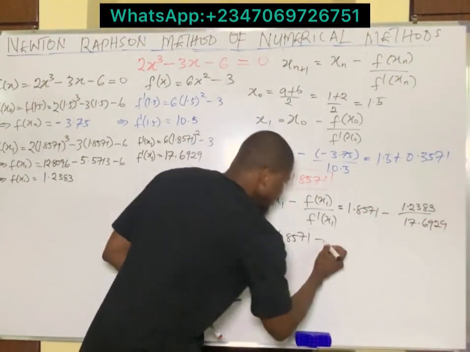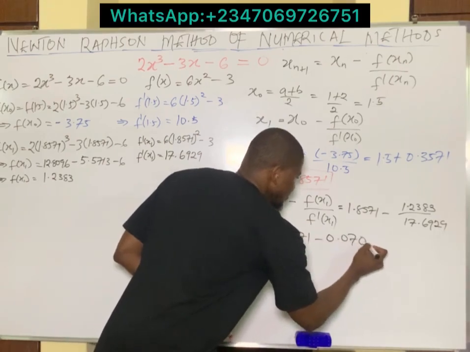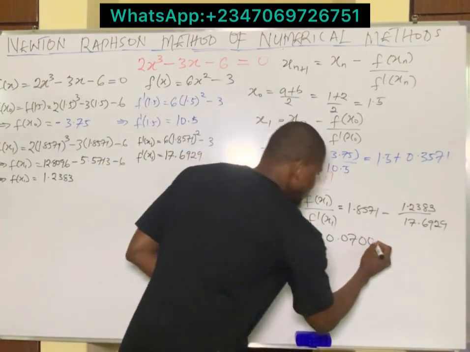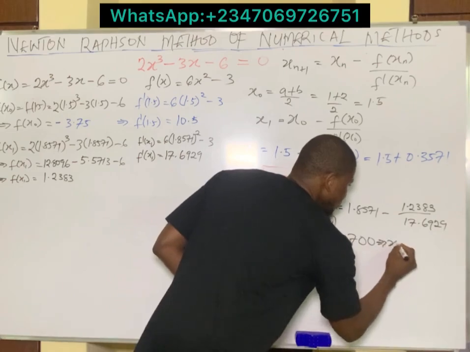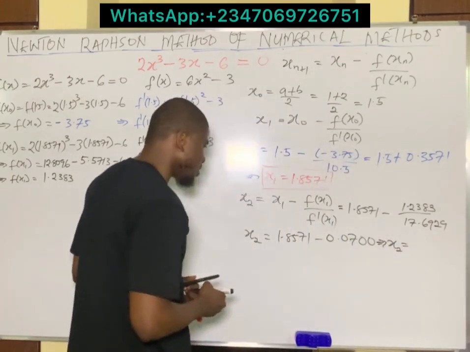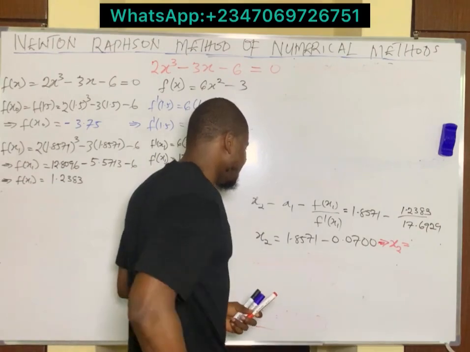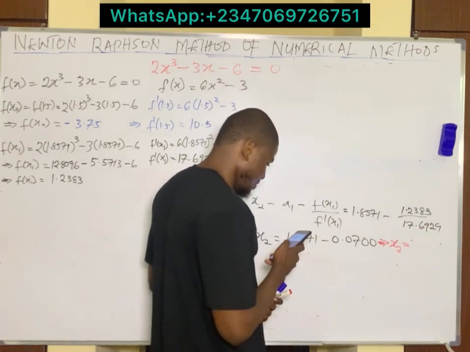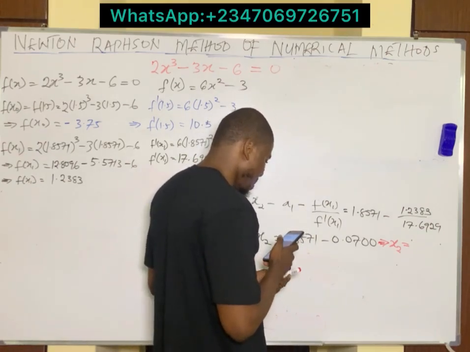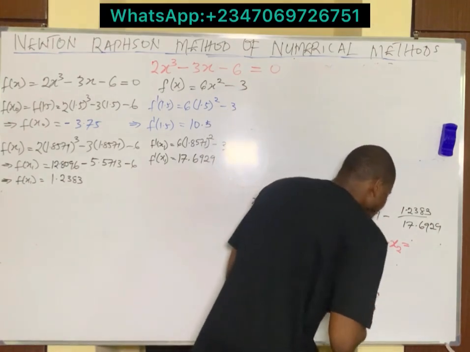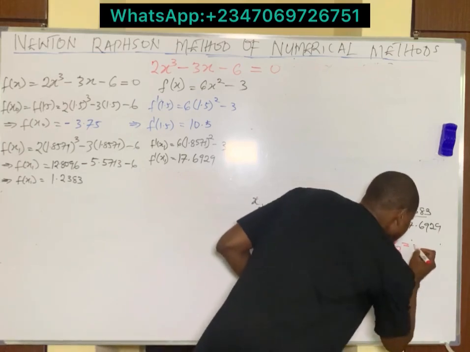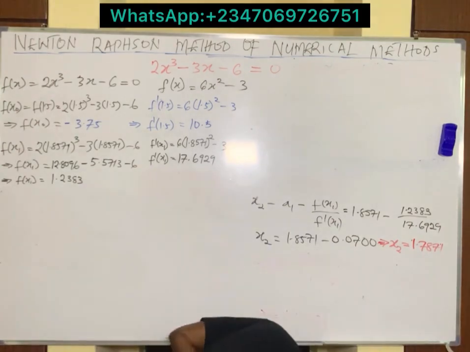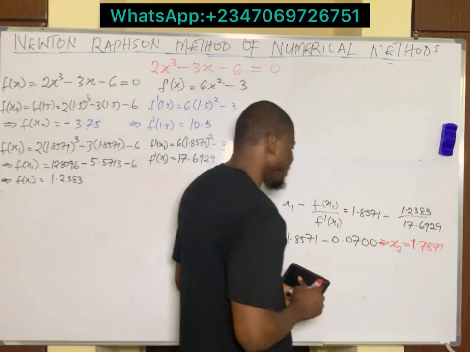That ratio simply gives us approximately 0.0700. So this means that x2 is going to be equal to, let's find this difference, 1.8571 minus 0.070. That gives us approximately 1.7871. So this is now the value of x2.